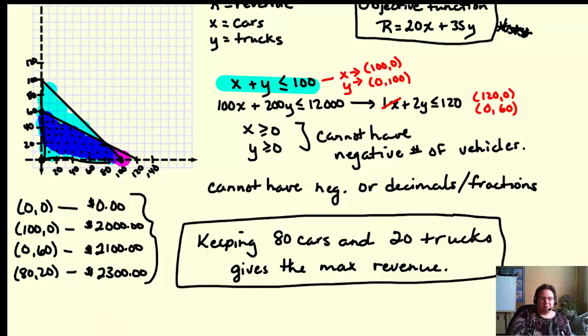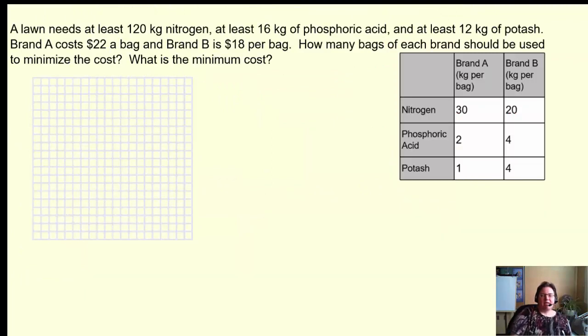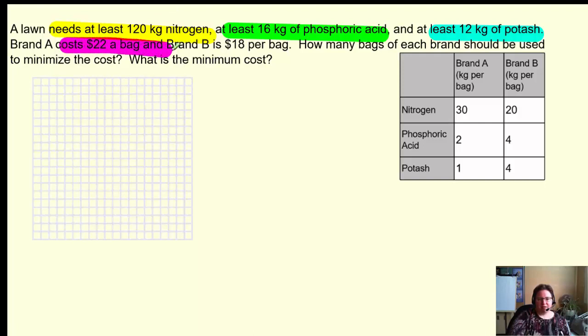Let's try another example. This one's a little bit more complicated because there's more information given. But again, we're going to sort it by color. So I'm going to grab a highlighter. Start with yellow this time. We've got nitrogen. We've got phosphoric acid. And we've got potash. And we've got money.